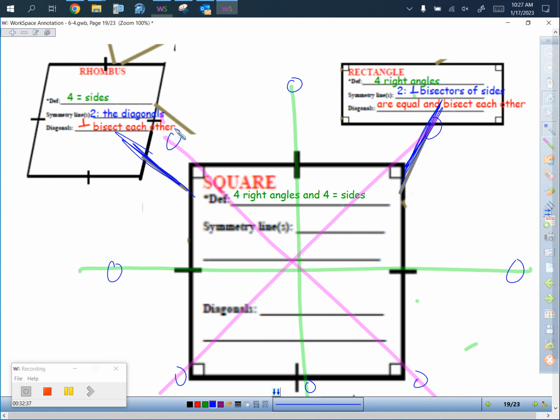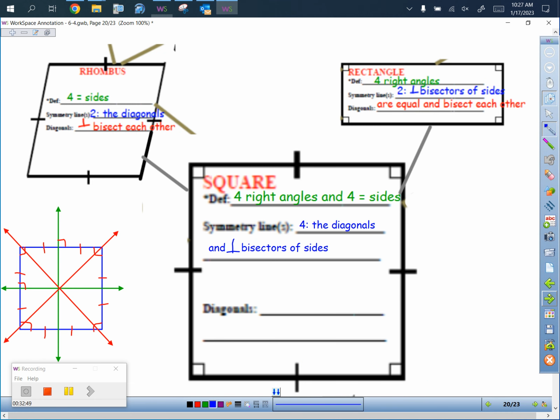So easy, guys. So easy. You put the perpendicular bisectors of the sides, and you put in the diagonals. They just get married together. So there's your 4 symmetry lines. They are the diagonals and the perpendicular bisectors of the sides, or the other way around. You just put it all in there.